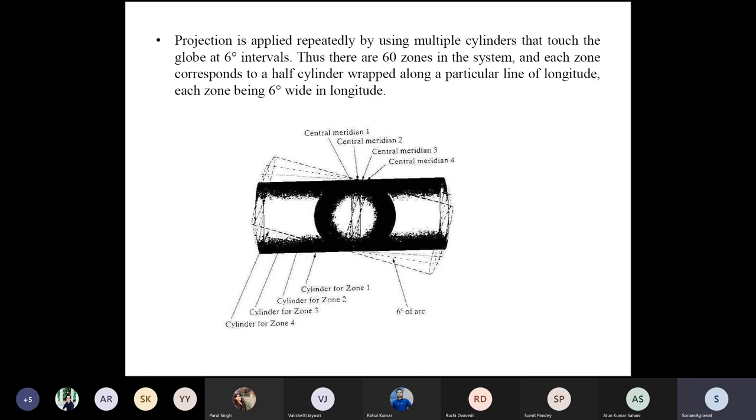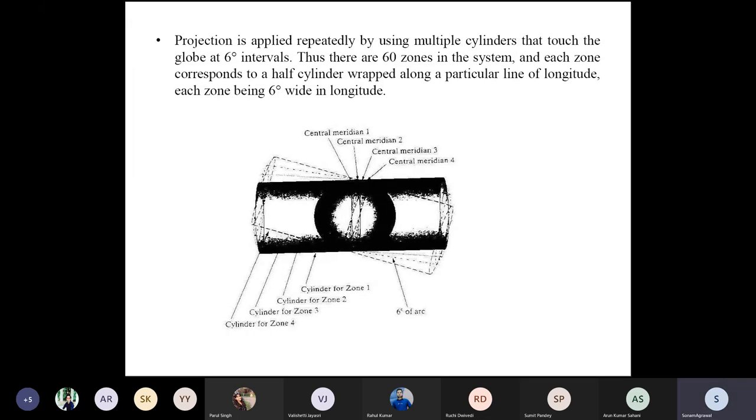This is how the cylinder is going to be moved, or rotated around the globe in 360 degrees. That's why, at the interval of 6 degrees, this will form the 60 zones. Thus, there are 60 zones in the system, and each zone corresponds to a half cylinder wrapped along a particular line of longitude, each zone being 6 degrees wide in longitude.